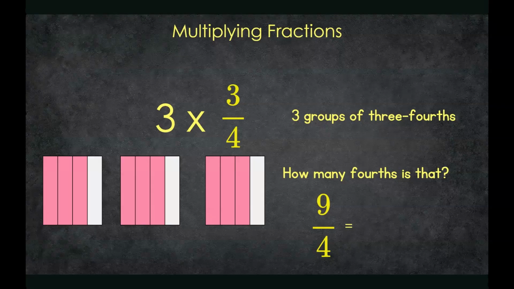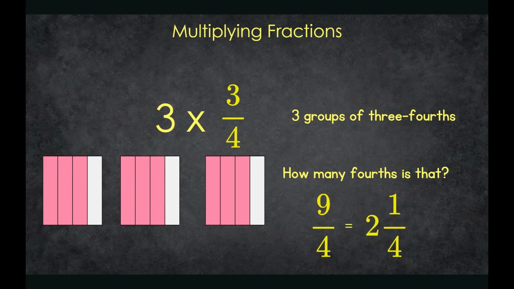The way I do that is I think how many groups of 4 go into 9? That's 2. That'll give me 8. 9 minus 8 is 1, so that becomes my numerator. And my denominator always stays the same. So 9/4 is the same as 2 and 1/4. And that's basically multiplying fractions. It's just repeating groups of the fraction, and we just count how many parts there are in all.